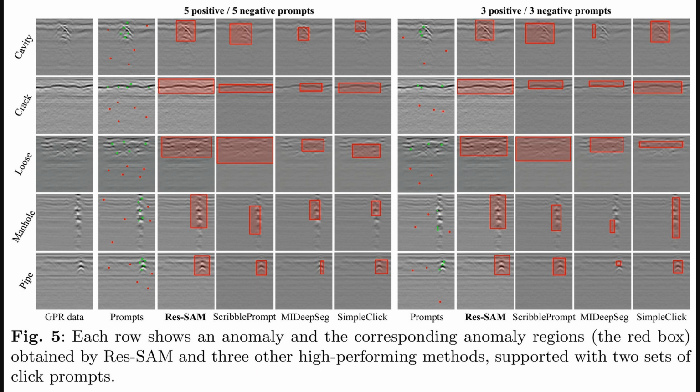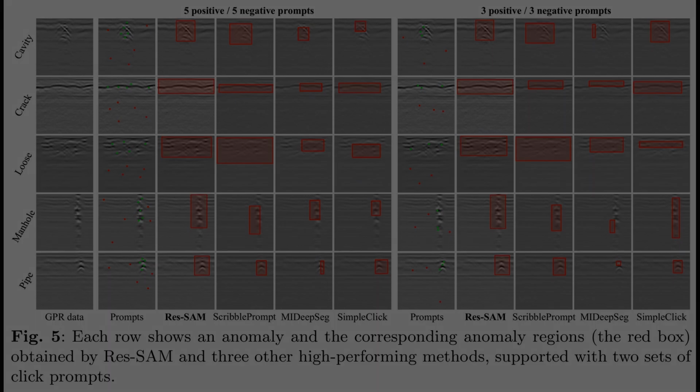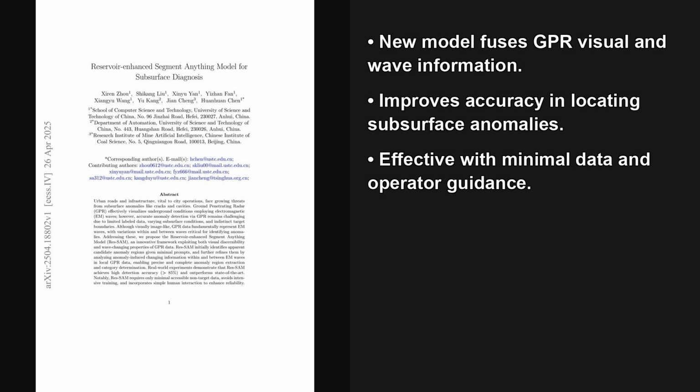The columns then show the original ground-penetrating radar data, the prompts, and the anomaly regions marked by red boxes from our reservoir-enhanced segment anything model, compared to scribble prompt, MI deep seg, and simple click. Visually, you can generally see the reservoir-enhanced segment anything model provides more accurate and complete red boxes around the anomalies in these examples. So those visual comparisons really underscore the practical advantage.